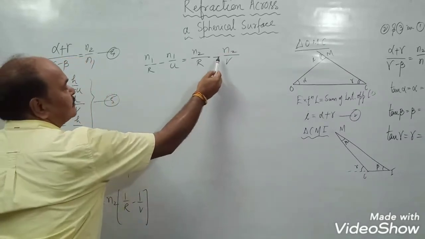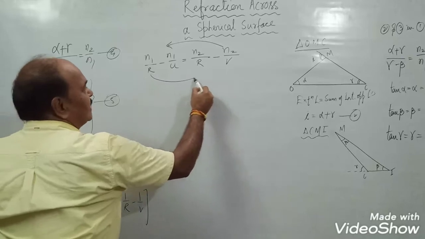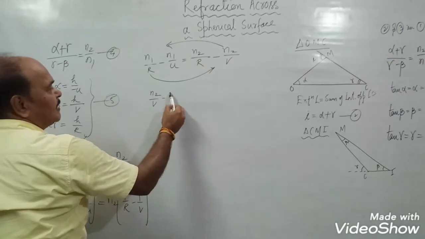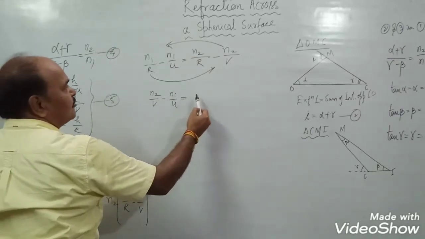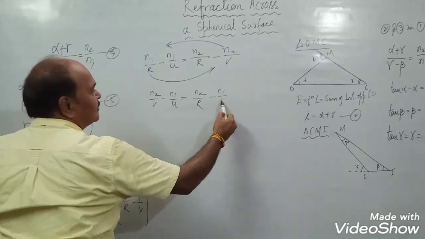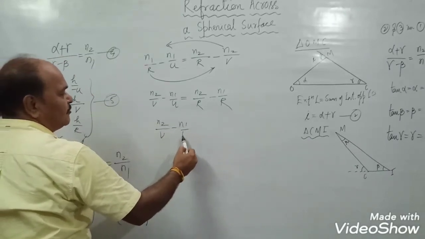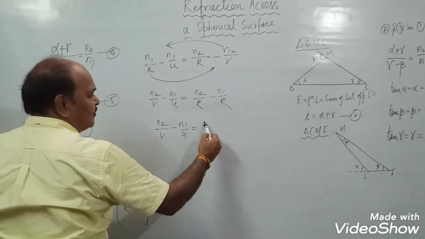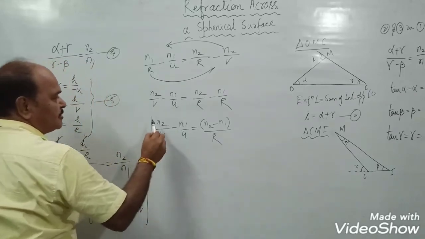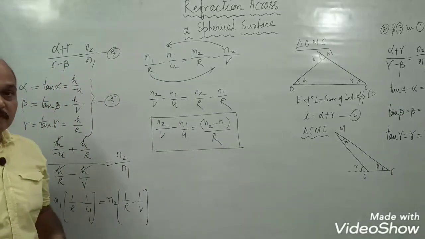Let us change the side of n2 by v. Let us bring it to the left hand side and take this term to the right hand side. What happens? We get n2 by v minus n1 by u, and that is equal to n2 by r minus n1 by r. This can be written as n2 by v minus n1 by u is equal to, this r can be taken as common, n2 minus n1 by r. This is the requisite formula we wanted to derive. So this is the formula of refraction across a curved surface.